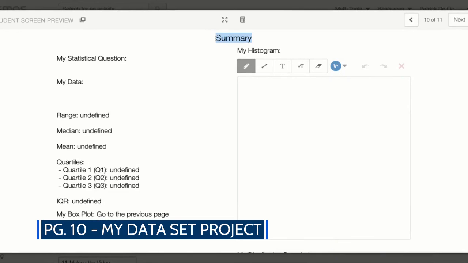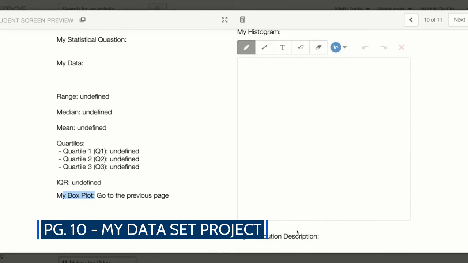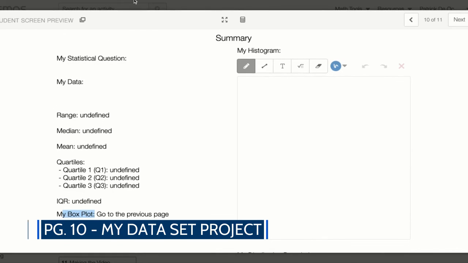This is page 10, and the title of this is Summary. On the summary, if you did the other stuff from the previous pages, your information will show up here. For example, your statistical question will show up here. Your data will show up here. Your range, median, mean, quartiles, including quartile 1, Q1, quartile 2, or Q2, quartile 3, or Q3, and your interquartile range, or your IQR, and your My Box plot. All of this will show up here. And then over here, your histogram will show up, and your distribution description will show up here. And that is page 10.